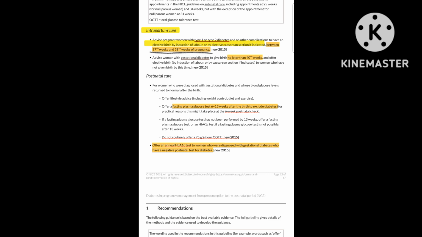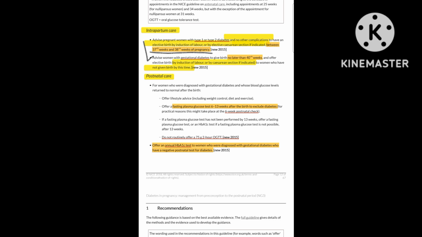It's type 1, type 2, with no other complications. Very important: no complications like macrosomia or polyhydramnios, and blood glucose is within normal range, to have an elective birth by induction of labor or by elective C-section if indicated between 37 weeks and 38 plus 6 weeks of pregnancy. Advise women with gestational diabetes to give birth no later than 40 plus 6 weeks, and offer elective birth by induction of labor or by cesarean section to women who have not given birth by this time.